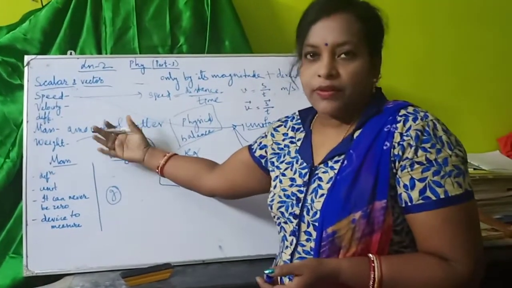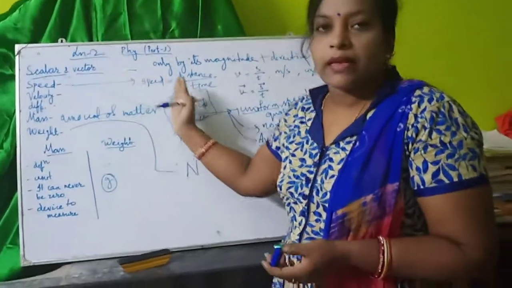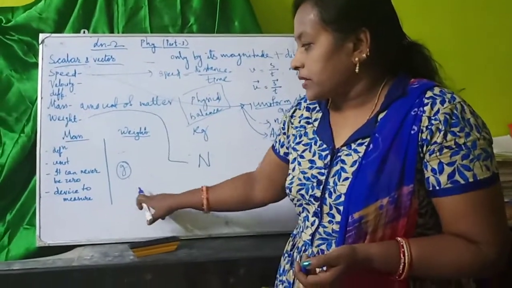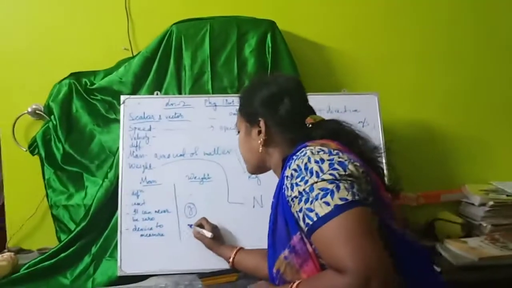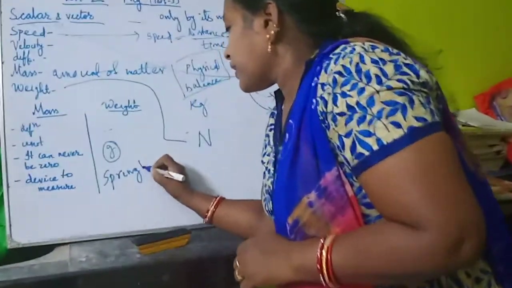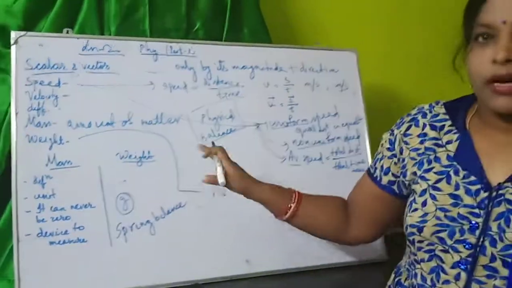Next, you can write the devices to measure mass. For example, the devices are physical balance and beam balance. But for weight I did not tell. Now I am telling: to measure weight, the device is the spring balance. In this way, you can distinguish between mass and weight.